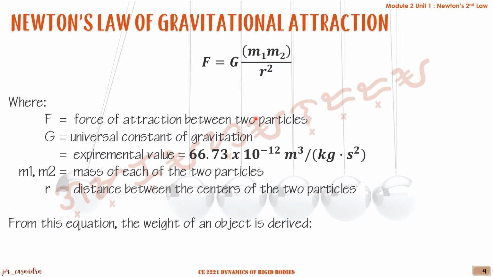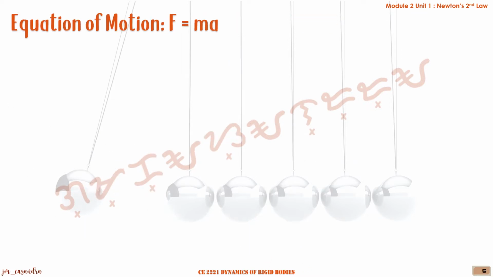So from this equation, the weight of an object can be derived, or the equation for weight can be derived, which we use as weight is equal to mass times g, wherein m here is equal to the sum of m1 and m2. Okay? So g, as we all know, is equal to 9.81 meters per second squared.